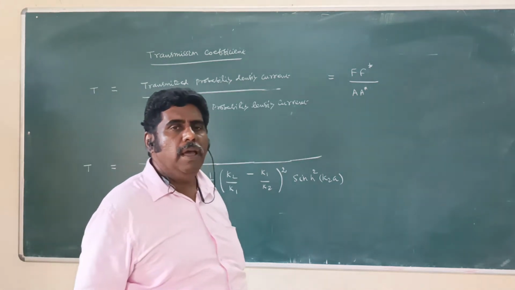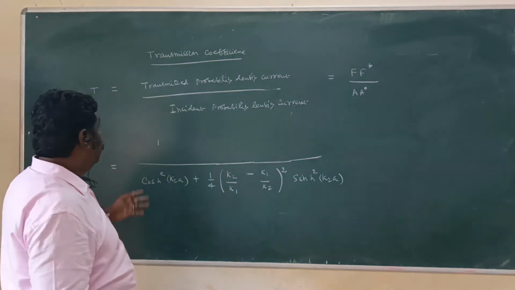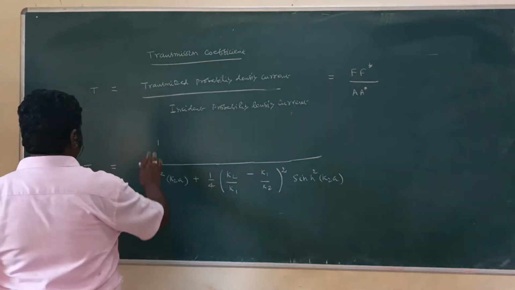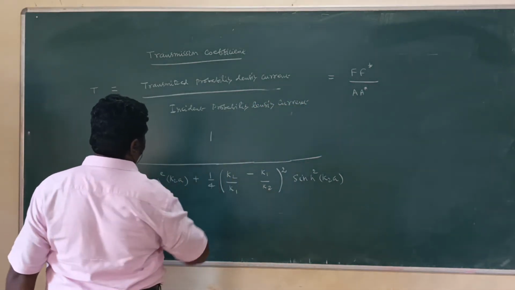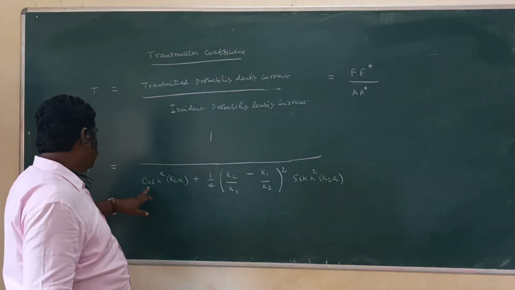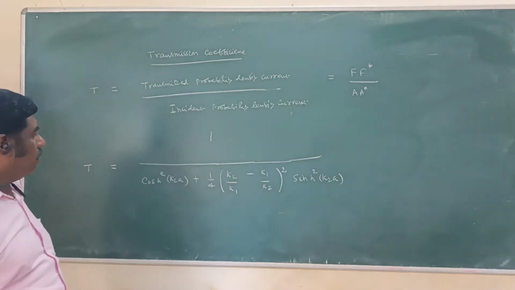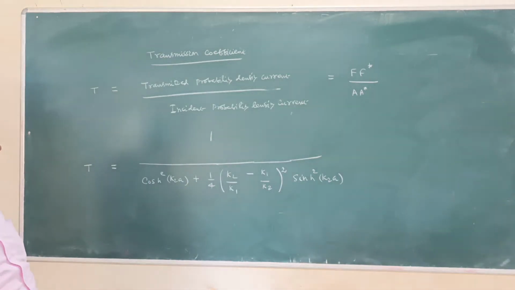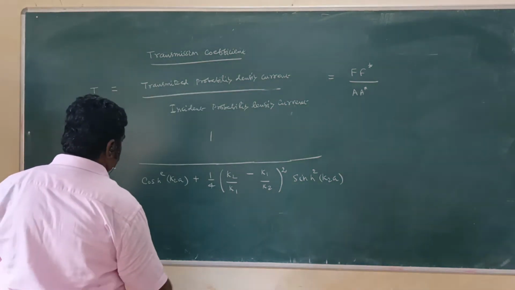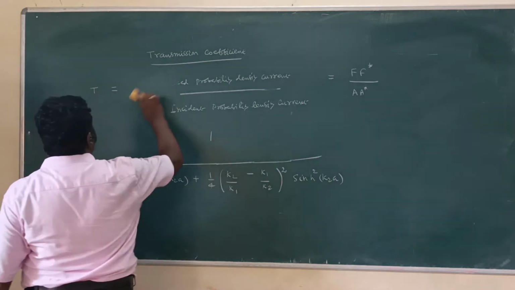F e^(ikx), that is phi 3 of x. If you find the value of F star, the value is 1. So we have written the value of F star as 1. Then A star was calculated in the previous case also. The value is cosh square k2a plus 1 by 4 (k2 by k1 minus k1 by k2) whole square sinh square k2a. Now we should modify this equation into the required form.